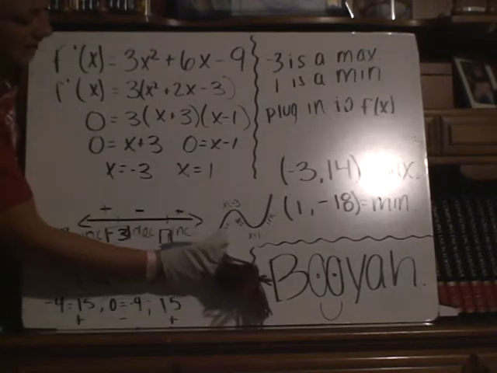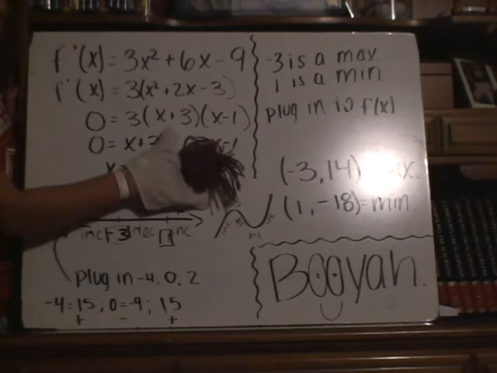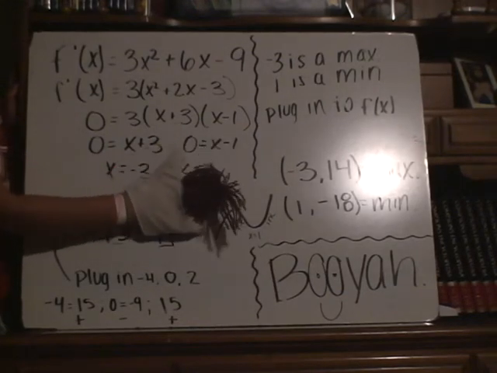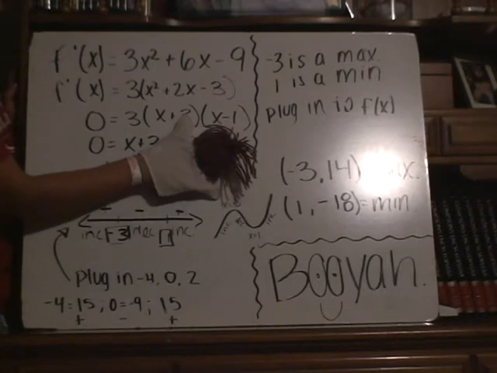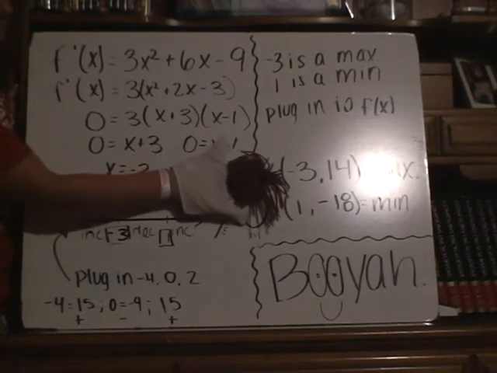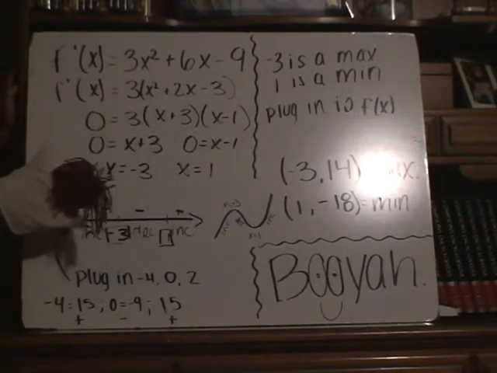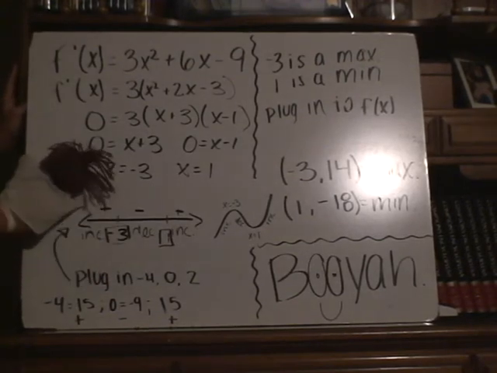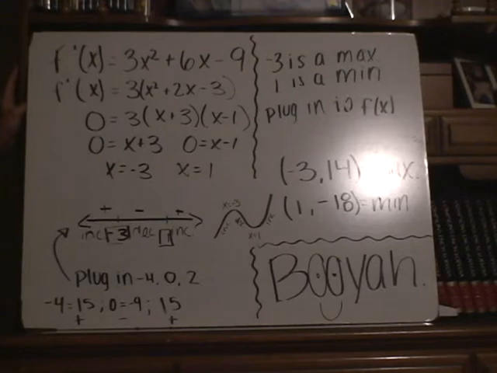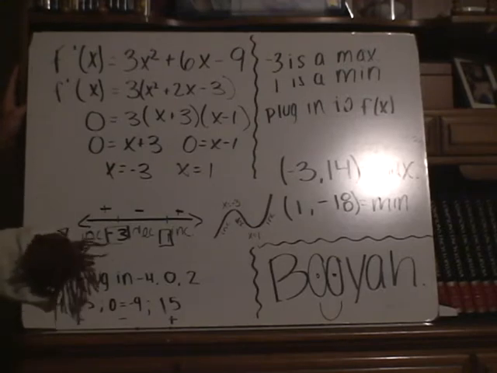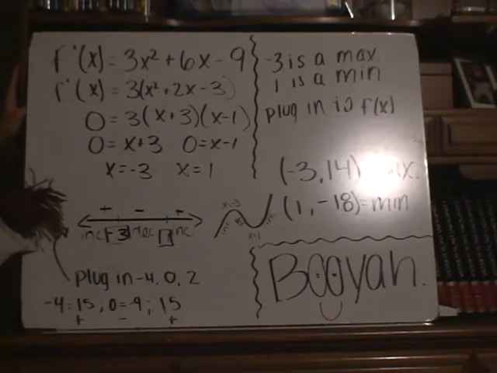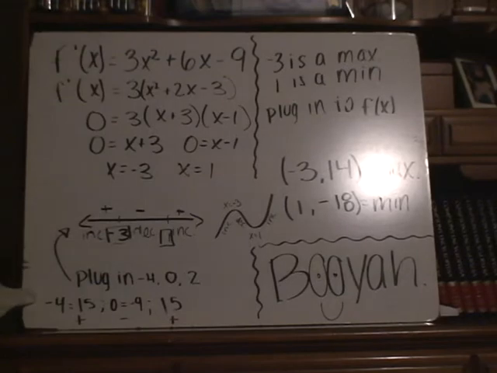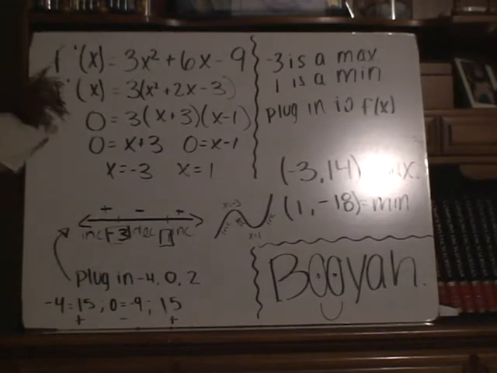If you look over here, it's a drawing of what this graph would look like. It goes increasing to negative 3, decreasing to 1, and increasing further. You plug in negative 3 and 1 into the original equation, and then you find out the points.